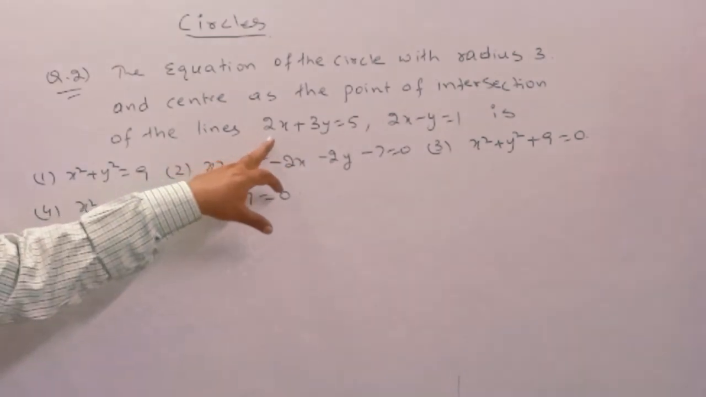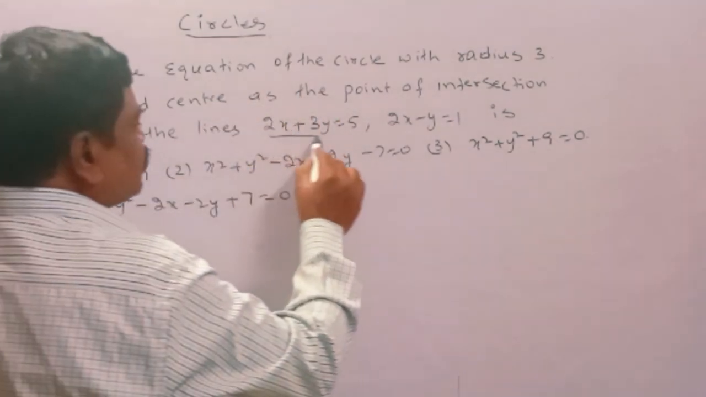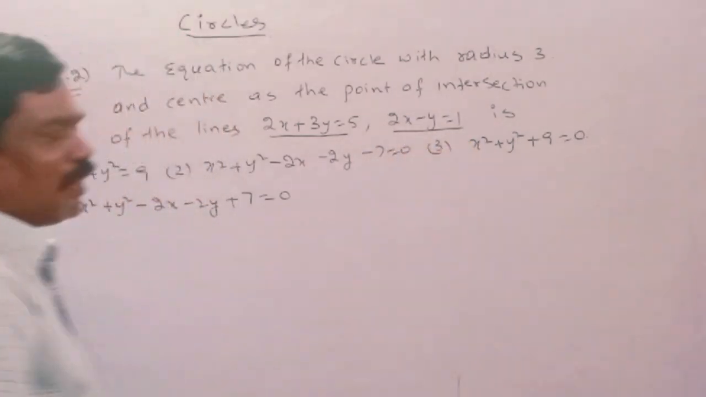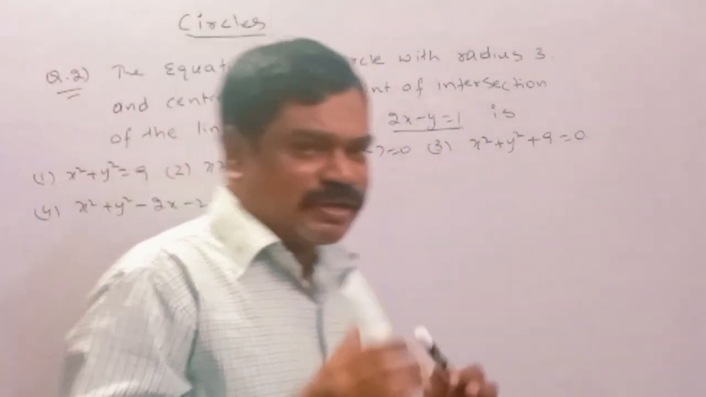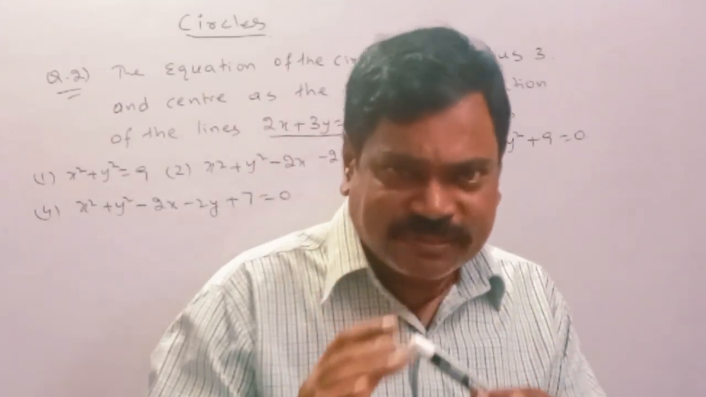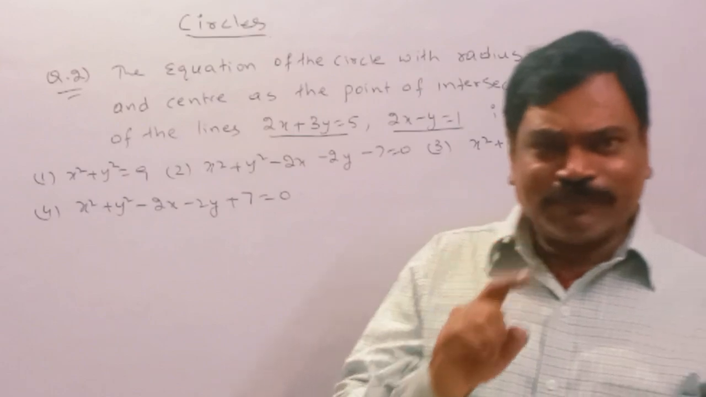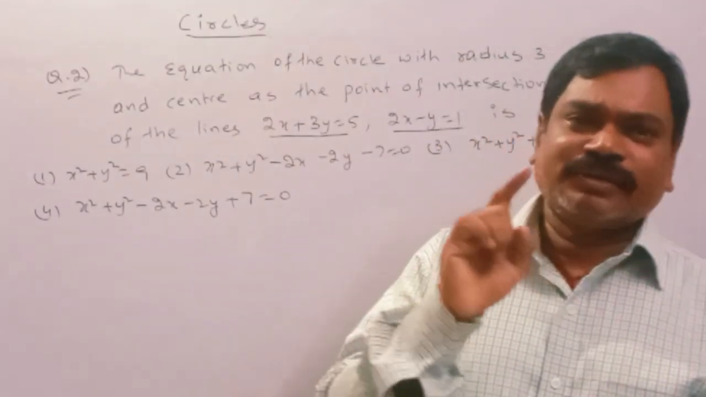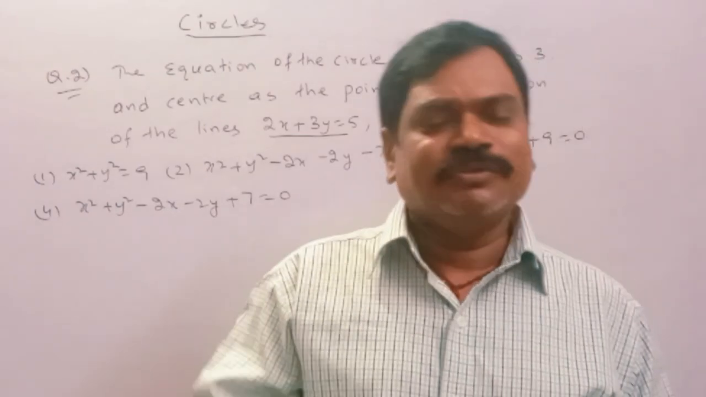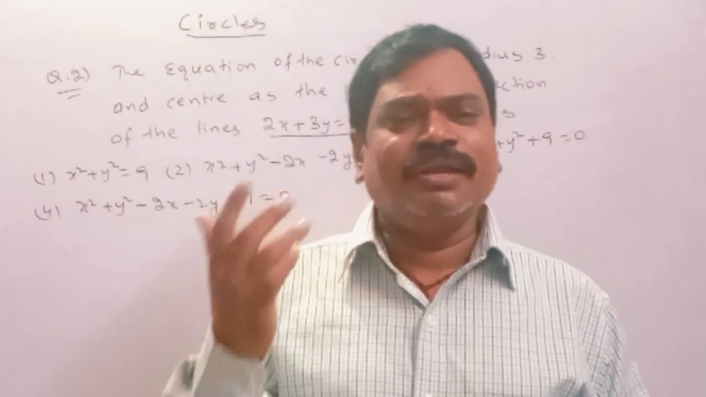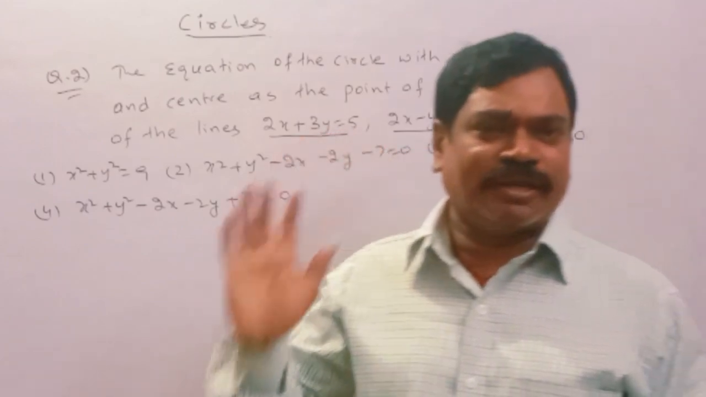The center of the circle is the point of intersection of these two lines. This circle chapter is based on first year straight lines. So if you know thoroughly the basics of the first year straight lines, you can solve the circle chapter. You can crack the circle chapter problems easily.